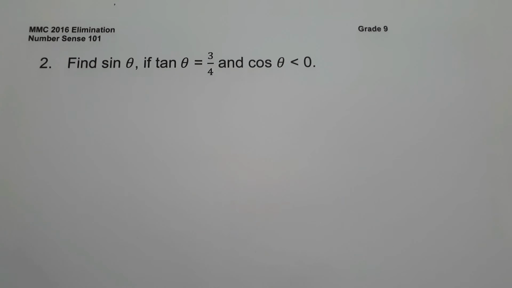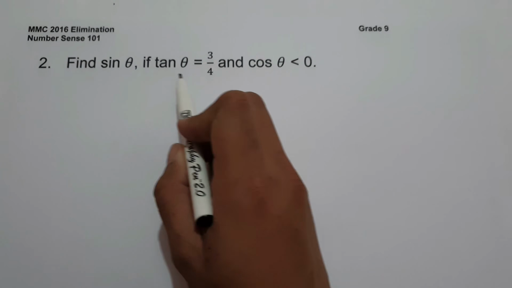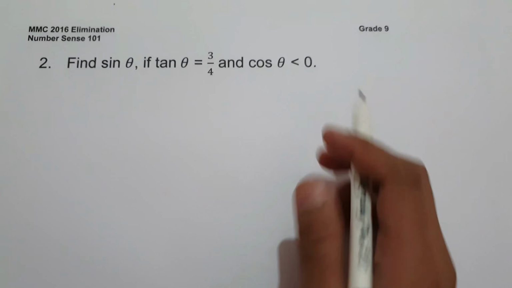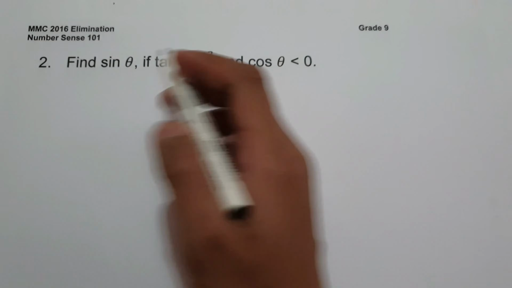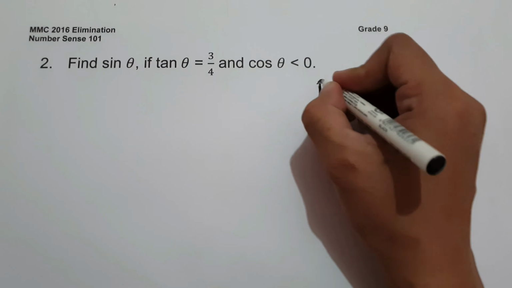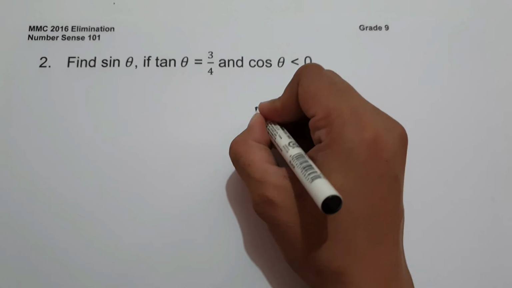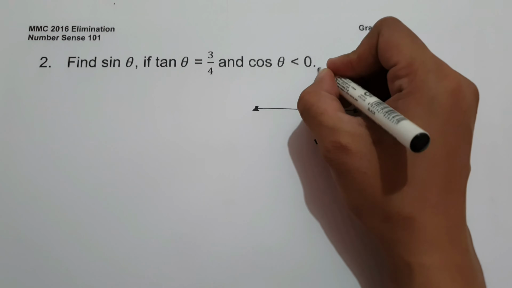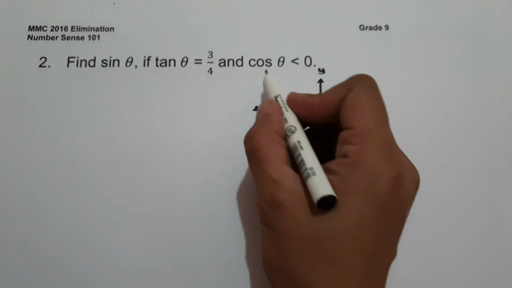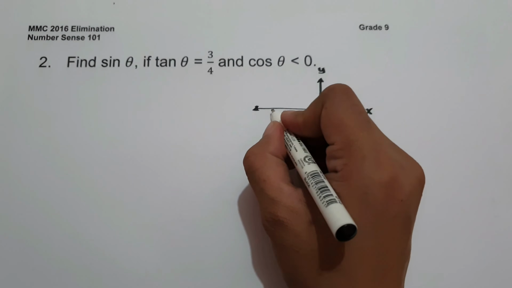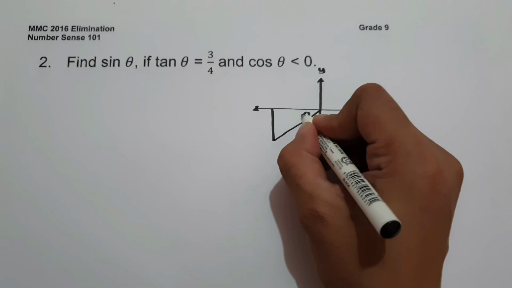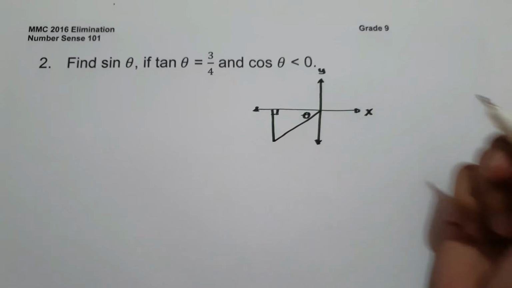On number 2, find sine theta if tangent theta equals 3 over 4 and cosine theta is less than 0. So to find the value of sine theta, we are going to have a Cartesian coordinate plane. So this will be our x-axis and this will be our y-axis. And since cosine is less than 0, we are going to have a triangle in quadrant 3. So this will be the given angle and this will be the right angle.